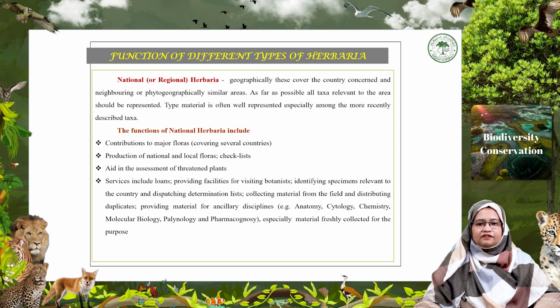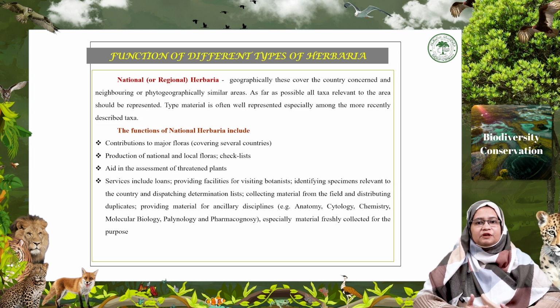identifying specimens relevant to the country, dispatching determination lists, collecting material from the field and distributing duplicates, and providing material for ancillary disciplines like anatomy, cytology, chemistry, molecular biology, palynology and pharmacology, especially material freshly collected for the purpose. So these national herbaria are also very important because they are preparing the list for our country.